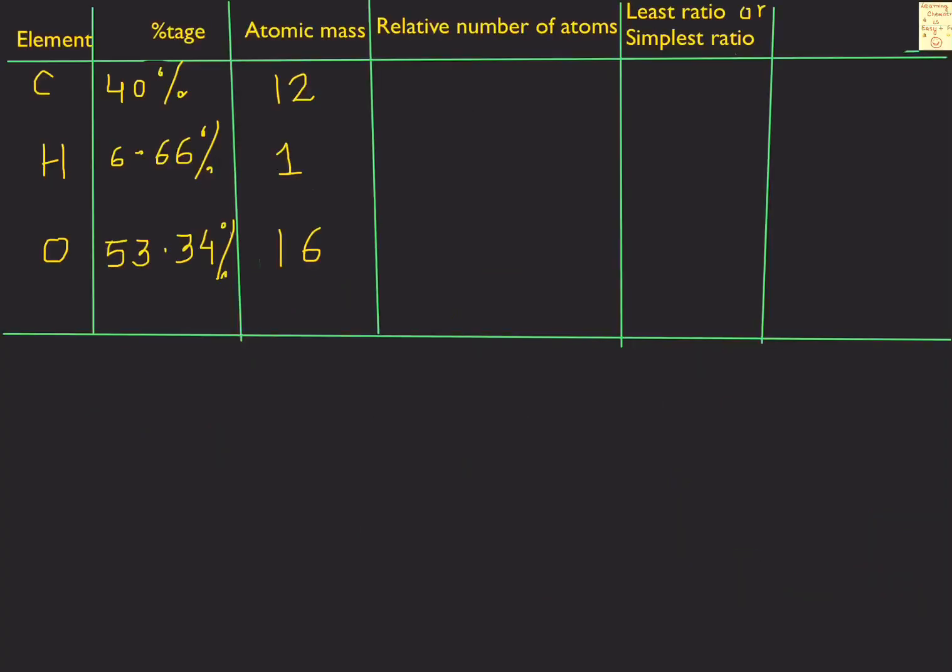To begin with, I'm taking a very simple question over here, wherein a compound containing carbon, hydrogen and oxygen has been given to us. We do not know the name of that compound, nor do we know its formula, but we've been provided with the percentage composition. That means the percentage of each element present in the compound. Carbon is 40%, hydrogen 6.66%, oxygen is 53.34%.